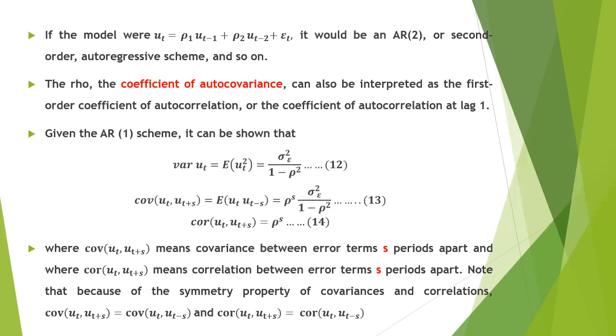An AR1 model is an autoregressive process of order 1, in which the current value is based on the immediately preceding value, while an AR2 process is one in which the current value is based on the previous two values.